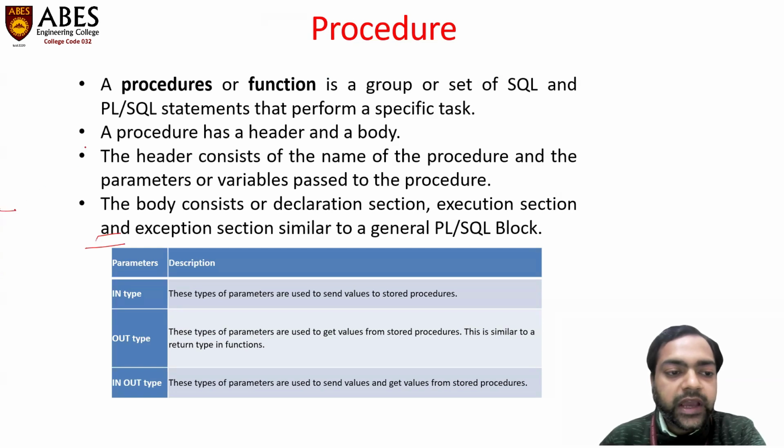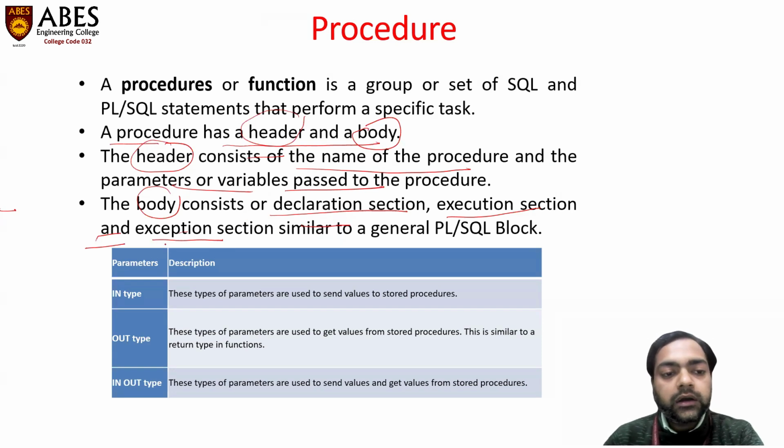Now, let's suppose we have a procedure and it has a header and a body. So basically, a procedure is divided into two parts: a header and a body. The header consists of the name of the procedure and the parameters or variables that will be passed to the procedure. And the body section consists of the declaration section, execution section, and exception section if applicable, similar to what we have in a general PLSQL block.